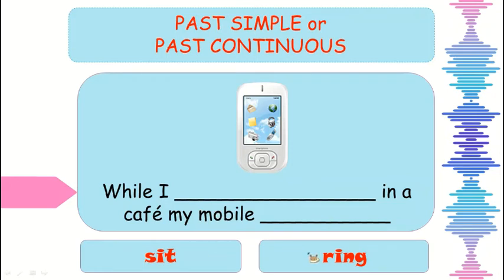Okay, now: while I in a cafe, my mobile something. I have sit and ring. So while I was sitting in a cafe, my mobile rang. So here I have "while". While, like we said, always comes before a long action, and the long action always comes in the past continuous form. So while I was sitting in a cafe, my mobile phone rang. So here rang is a short action that interrupts this long action. So if it's a short action, it has to be in the past simple tense.